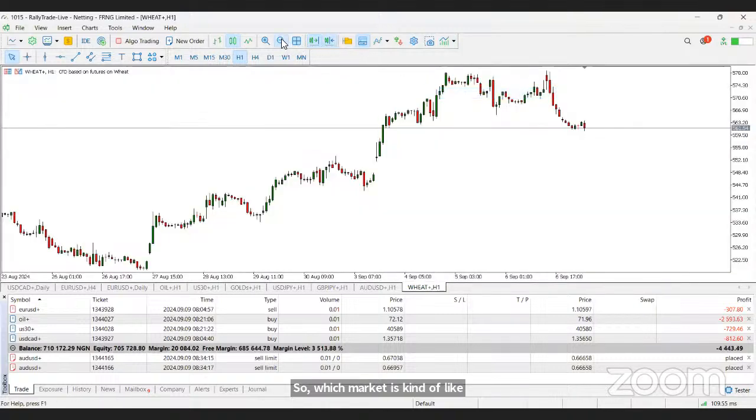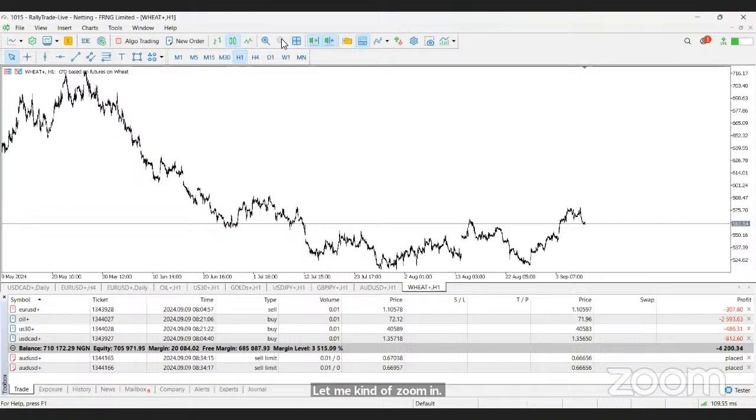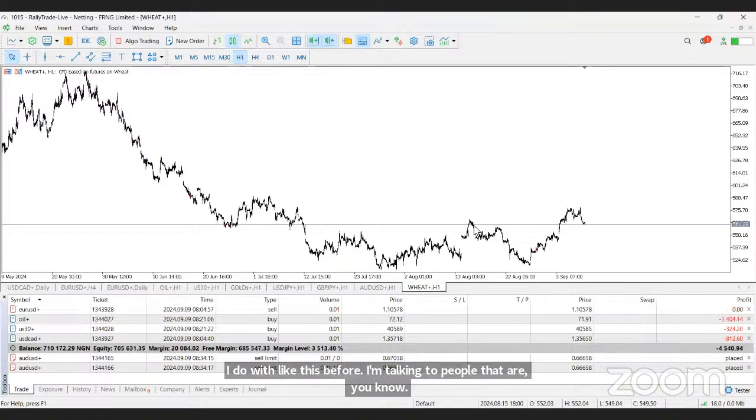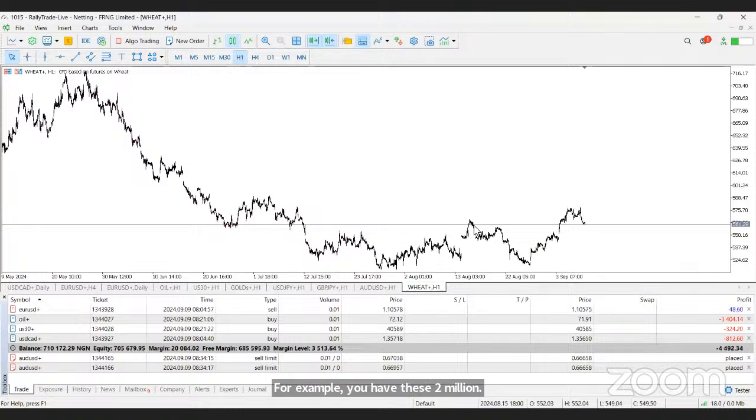Let me zoom in. Now, if you don't have 2 million and above, 3 million and above, don't bother to trade wheat. It's not your business trading wheat. Focus on currency. All those people that have 100,000, 150,000, 200,000 that want to make money, stick with currency. Once I open wheat like this, the people I'm talking to are people that have money or that can add money to their money. For example, you have 2 million, 4 million, $3,000, $5,000, and you want to make money, you can trade wheat. It's a good way to go. It's a way to go, I'm telling you.